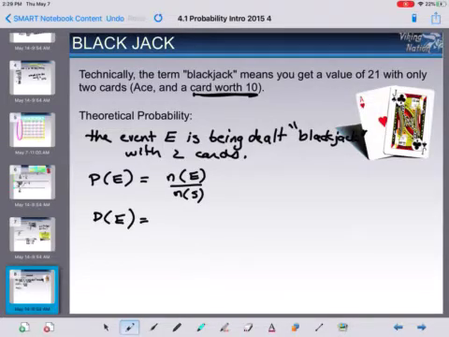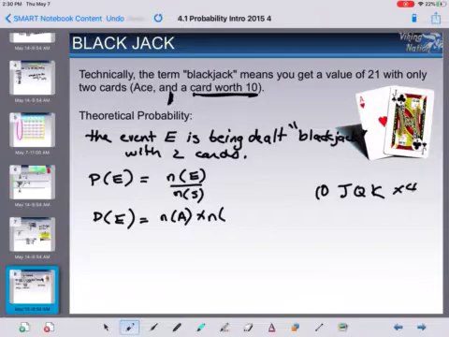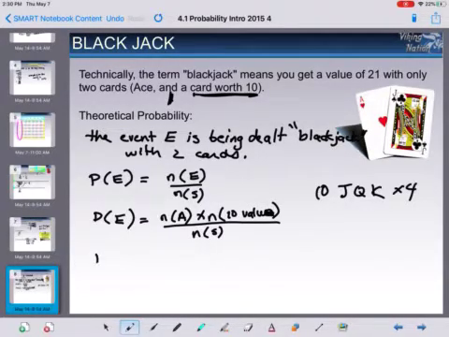For my event E to occur, I need an ace. So it's going to be the number of ways for me to get an ace, and multiply. I need a card worth 10. So 10, Jack, Queen, King are worth 10. So that's 4, but then there's 4 suits. So the number of ways for me to get a 10 value, that's going to end up being 16, but we'll do that on the next line, over the number of ways for me to be dealt any 2 cards.